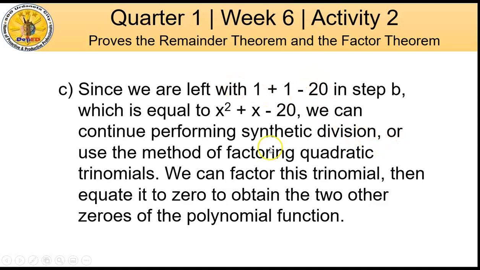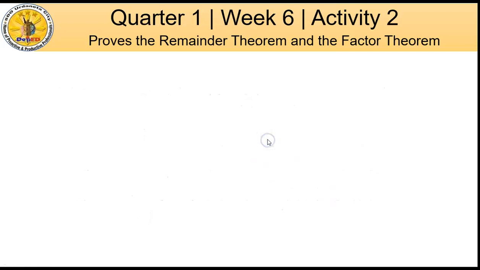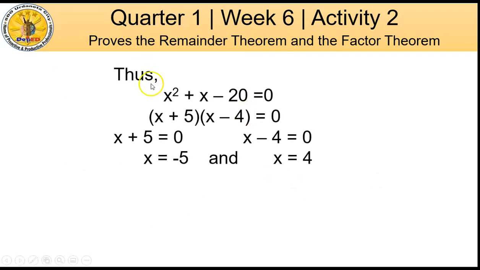We can continue performing synthetic division, guys, or we can use the method of factoring quadratic trinomials. This was your lesson when you were in grade 9. We can factor this trinomial, then equate it to 0 to obtain the two other zeros of the polynomial function. Thus, x squared plus x minus 20 equals 0. So the factors are x plus 5 and x minus 4, equal to 0. So we equate this to 0. We have x plus 5 equals 0, x equals negative 5. And then the other one is x minus 4 equals 0, x equals 4.